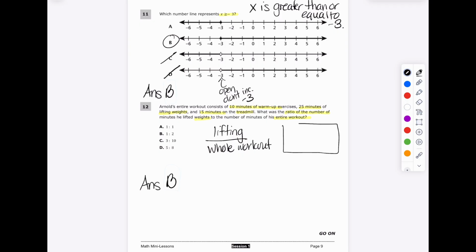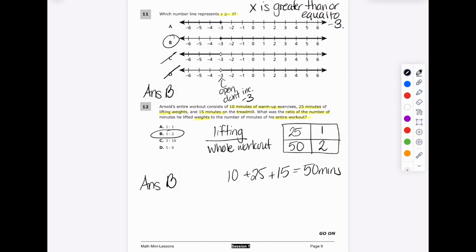Okay, so we're probably going to simplify it then. So how much time does he spend just lifting? He spends 25 minutes lifting. And his whole workout, well, he does a 10-minute warm-up plus 25 minutes lifting plus 15 minutes on the treadmill. So all that together is 50 minutes. So 25 over 50. All right, and they're going to ask us to simplify this. And if you're pretty savvy, you know that 25 is half of 50. So this simplifies to 1/2. And there you have it.